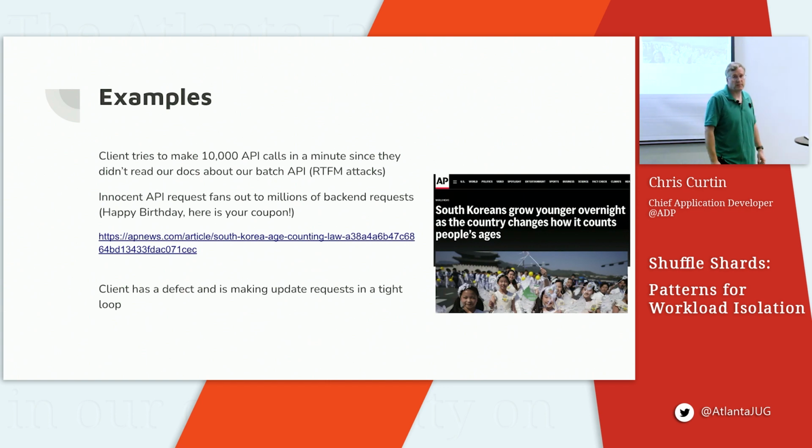Okay, so let's talk about three examples. The middle one I think is absolutely hysterical. The first one: we've got a client who tries to make 10,000 API calls to do something because they didn't read the manual. Dude, we have a batch input. If you'd just given us a batch file, we would have loaded all 10,000 of those in a minute and a half. Instead, you are beating the snot out of us. So I call that the denial of service by RTFM.